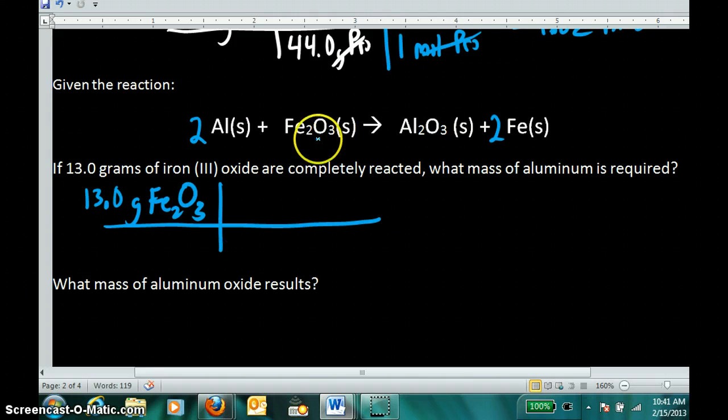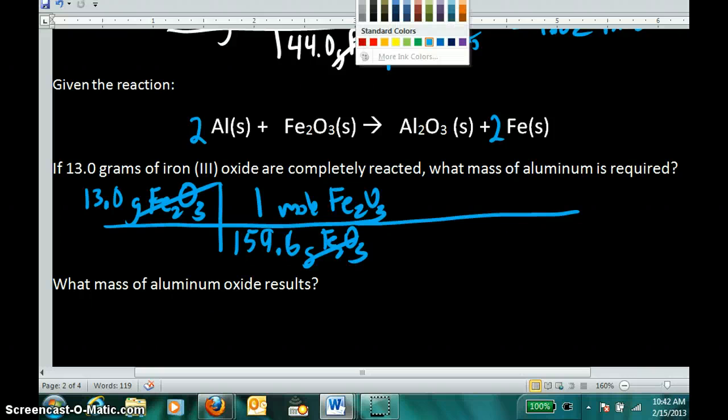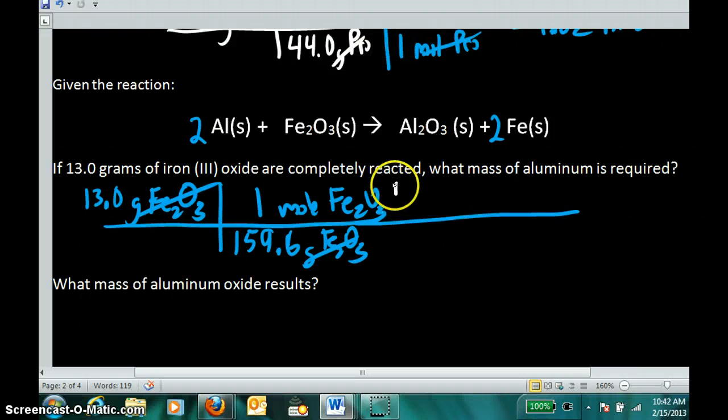And if I look at the formula of iron 3 oxide, 2 iron atoms and 3 oxygen atoms add up to 159.6 grams per mole. 159.6 grams iron oxide per 1 mole of iron oxide. The mass of iron oxide cancels and is replaced by moles of iron 3 oxide. Now the stoichiometry magic, so I'll pick a different color to highlight it.